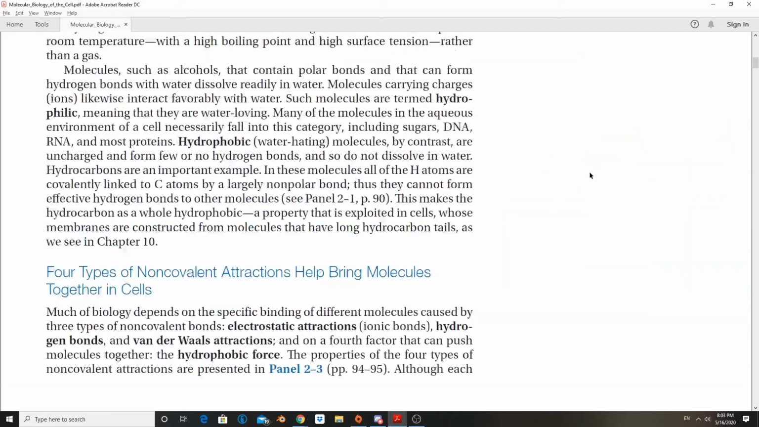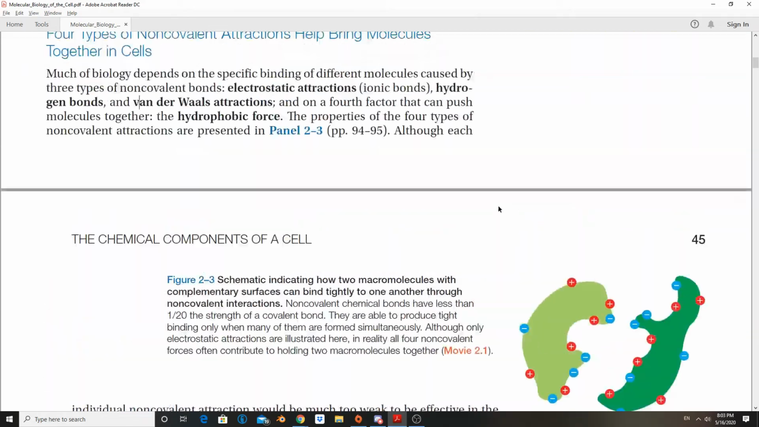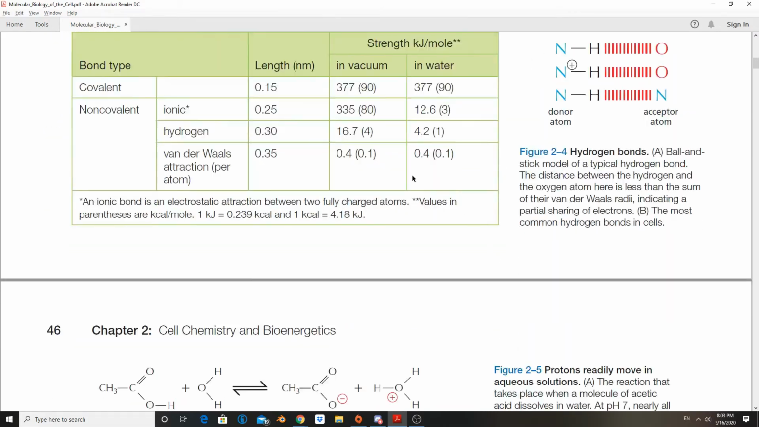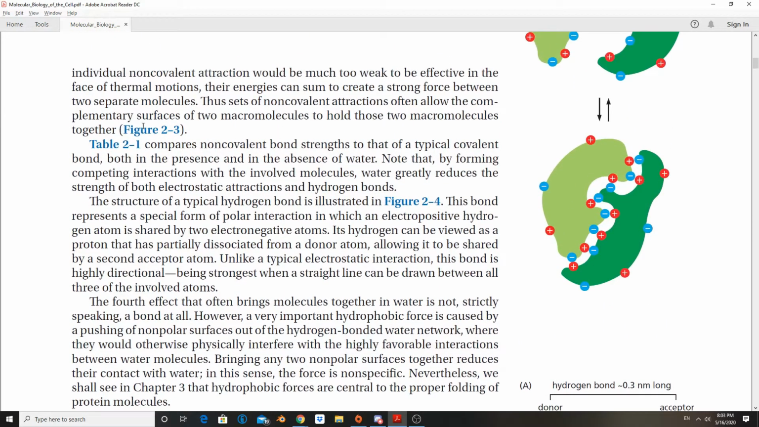Wait, where is it? Okay, apparently. Okay, hold on. Oh, I can read. Hold on. Apparently, panel 2-3 doesn't exist. But figure 2-3 doesn't exist apparently. But that's weird.